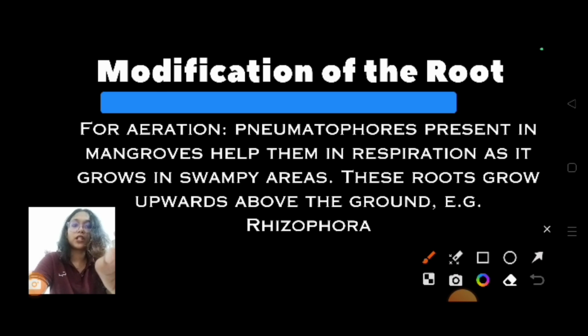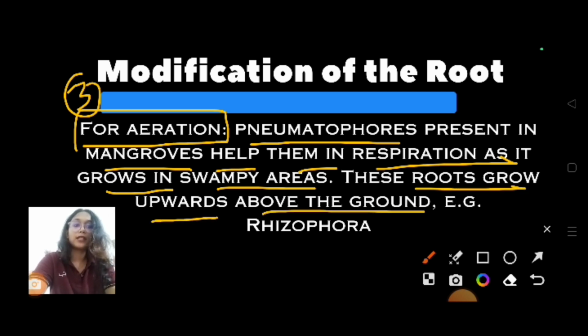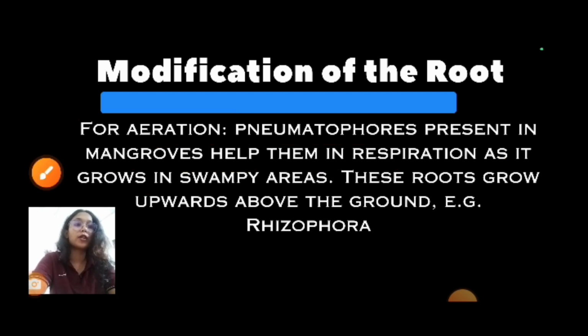Then moving on to the next slide. The next modification is for aeration. The third one, aeration. So here the examples are pneumatophores present in the mangrove, which help them in respiration as they grow in swampy areas. These roots grow upward above the ground, for example, Rhizophora. In this case, the root system is called pneumatophores, present in the mangrove, which helps them for respiration. Means they used to come out from the ground.